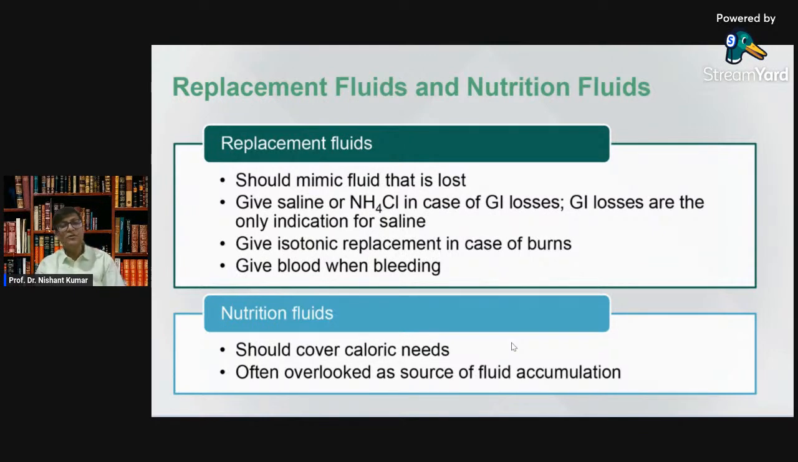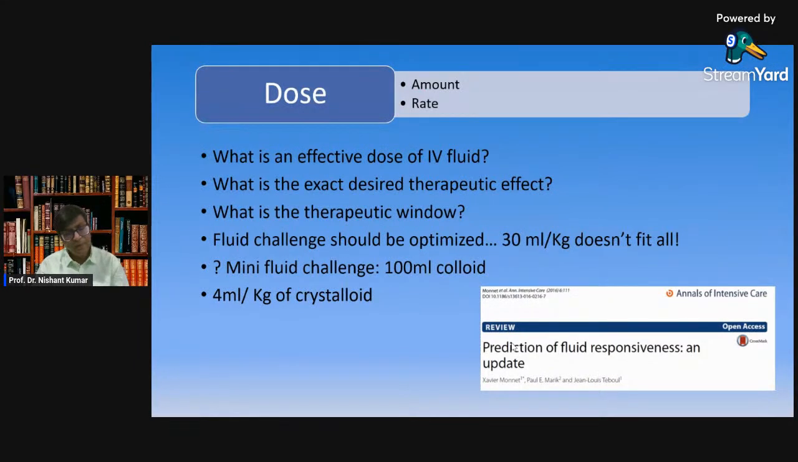Nutrition fluids should cover caloric needs, and it is usually overlooked because of fluid accumulation. Now you have to restrict fluids. The axe falls on nutrition. Please remember that you can cut down on replacement fluids, you can cut down on maintenance fluids, but please cover the nutritional requirements of the patients. That was the drug. Coming to the dose.